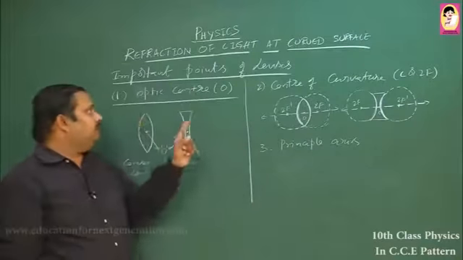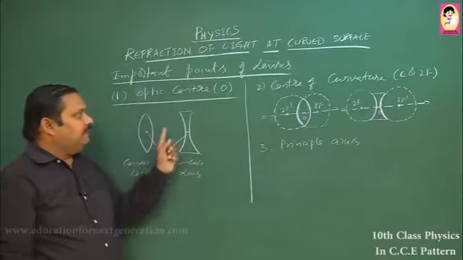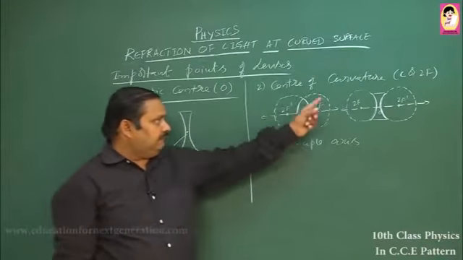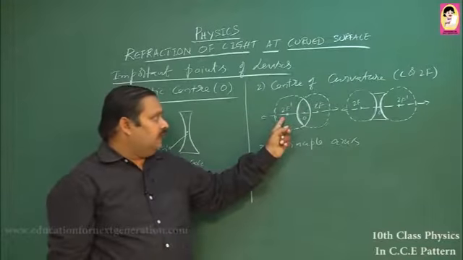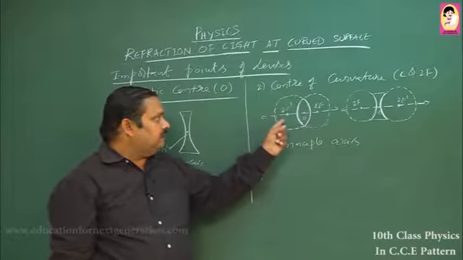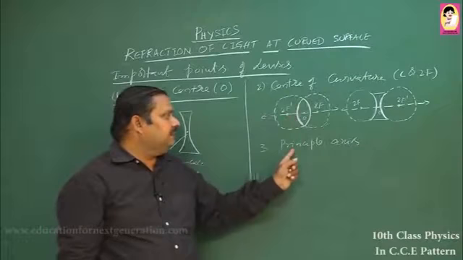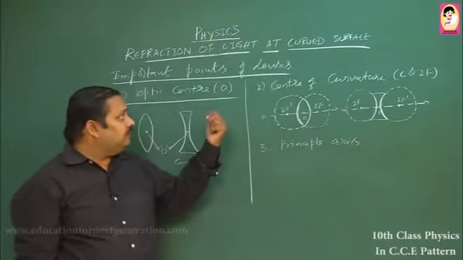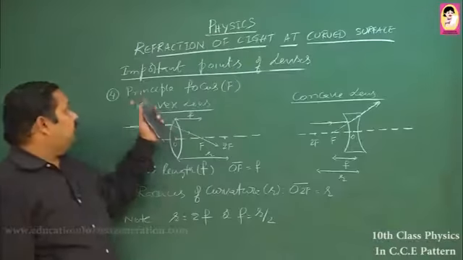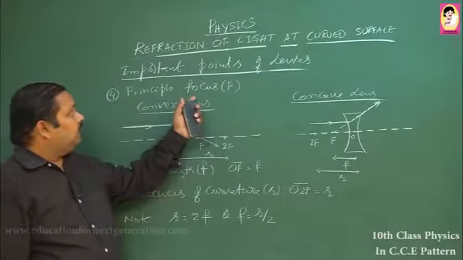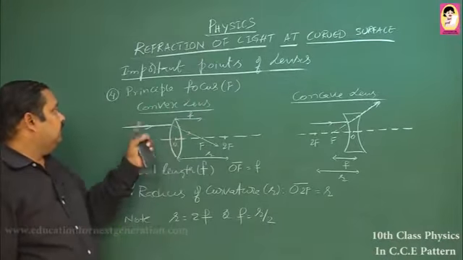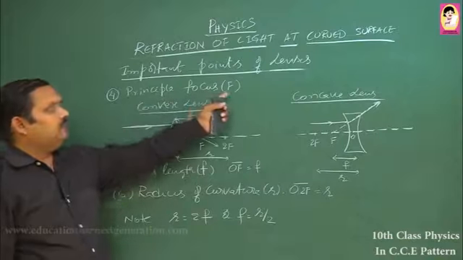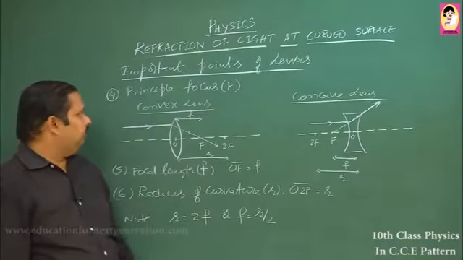So, the three important points here are: optic center is the geometric midpoint, center of curvature is the center of the sphere, and the line joining center of curvature and optic center is called the principal axis. These three are the first three important points of the lens. The fourth important point of lenses is its principal focus, denoted by the symbol F.